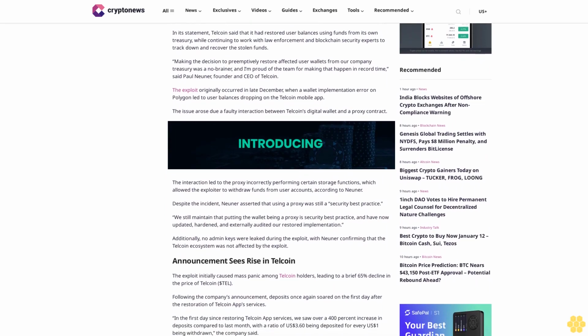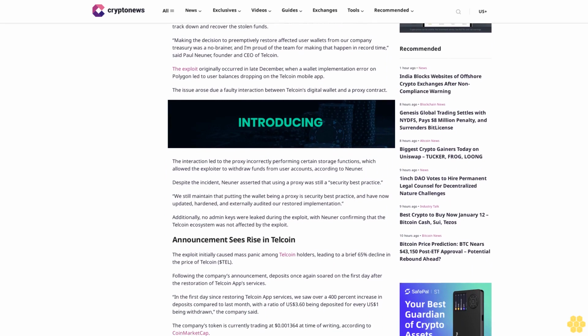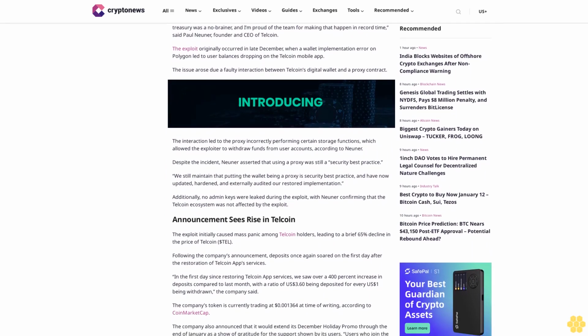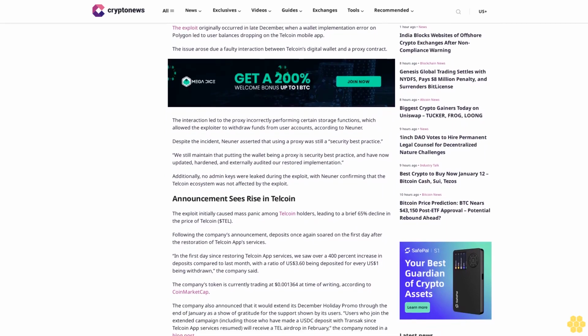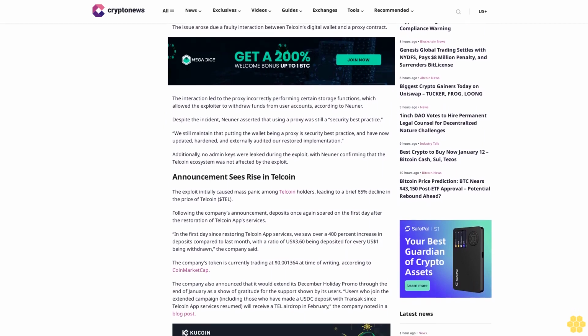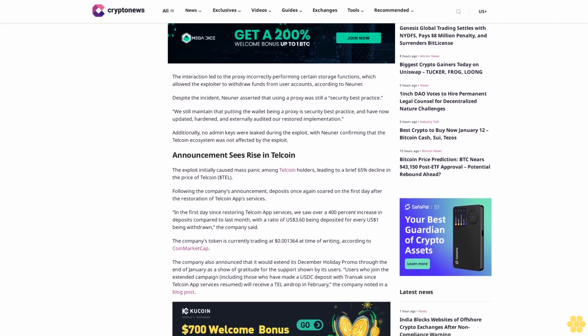In its statement, Telcoin said that it had restored user balances using funds from its own treasury while continuing to work with law enforcement and blockchain security experts to track down and recover the stolen funds. "Making the decision to preemptively restore affected user wallets from our company treasury was a no-brainer, and I'm proud of the team for making that happen in record time," said Paul Neuner, founder and CEO of Telcoin.